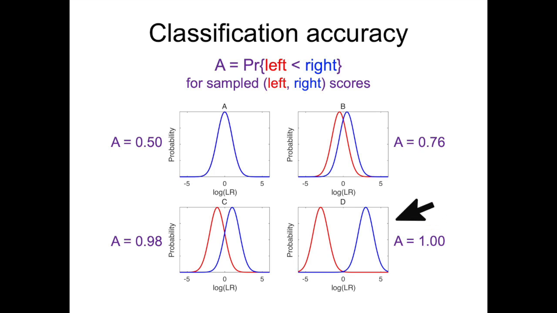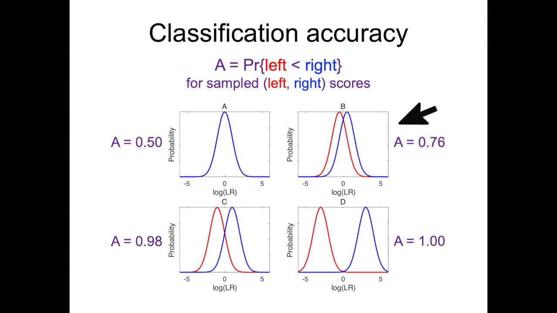What if the distributions are completely separated? Sampling from the left, you'll get a negative number, and on the right you'll get a positive number from an actual contributor. So the probability of left being less than right is 100% because the distributions don't overlap. And so the accuracy in that case is 1. And in between, it's in between.